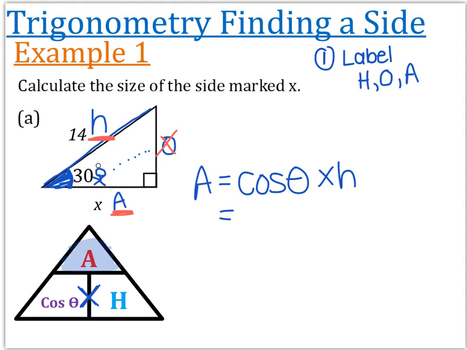So if we fill that in, we've got the cosine of 30 degrees. Now remember, if you're using your Casio calculator, you need to put your brackets in there first, and then times by 14. I can't really do this one in my head, so I'm going to grab my calculator, and I've got cosine 30, close bracket, times by 14.